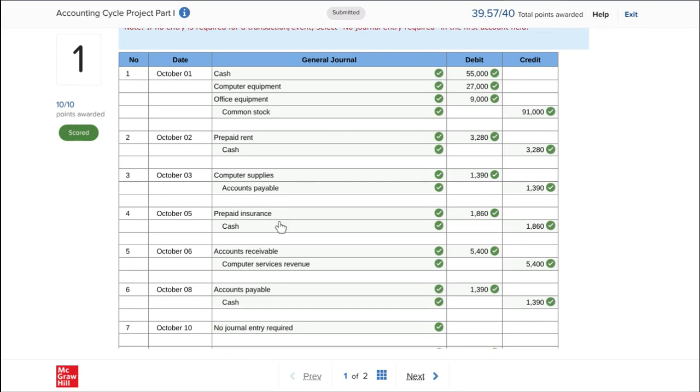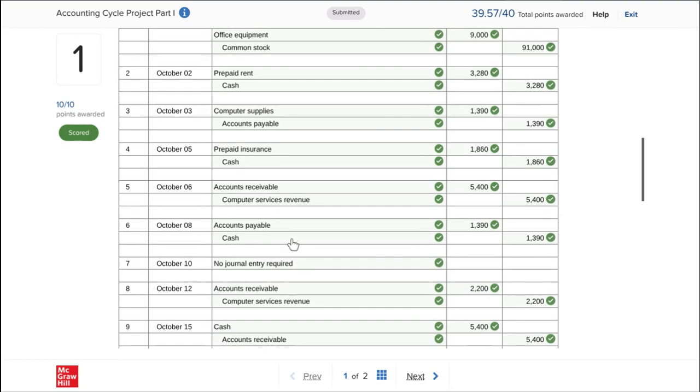When the company performed services and billed Easy Leasing on October 6th, I debited accounts receivable because the company is owed money, and credited computer services revenue because the revenue is recorded when it's earned. On October 8th, the company paid for supplies it had already purchased on credit, so I debited accounts payable to reduce the liability, and credited cash because cash decreases.